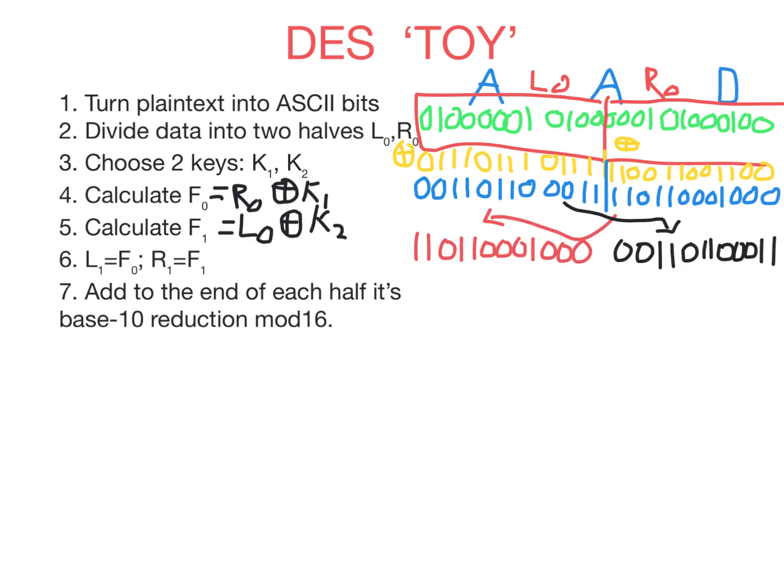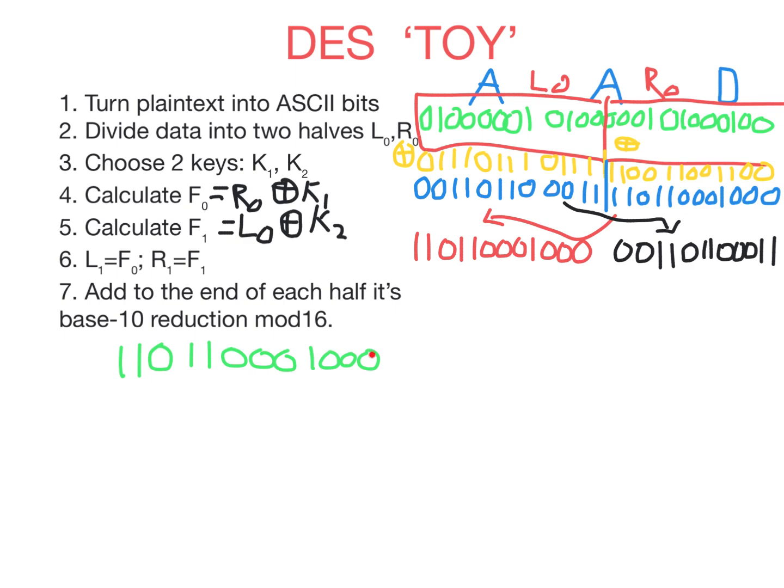So now what we're going to do is expand the data, which is sometimes done in these algorithms. So we're going to take the base 10 reduction modulo 16. So we're going to turn this into base 10 and reduce it modulo 16. You can use an online calculator to help you if you like.